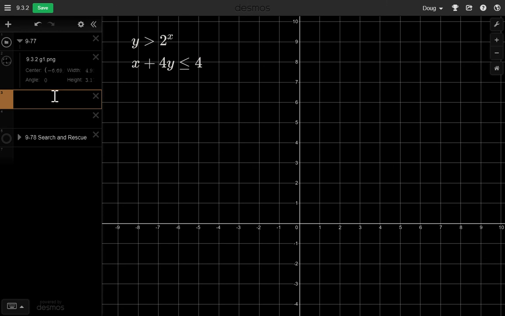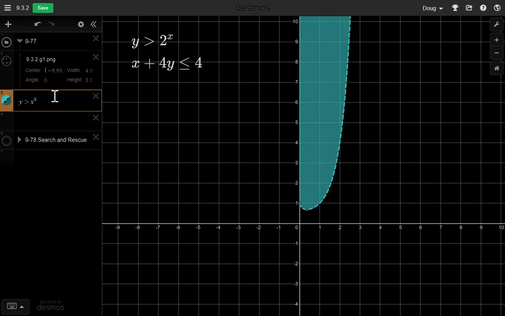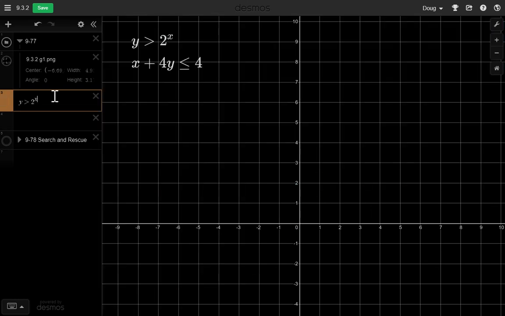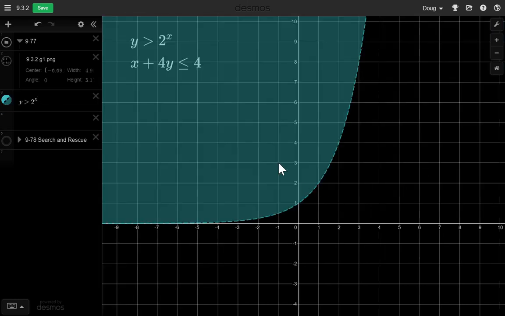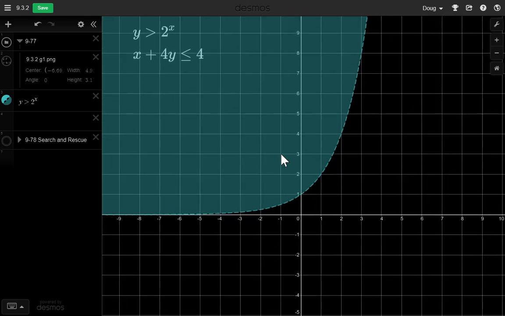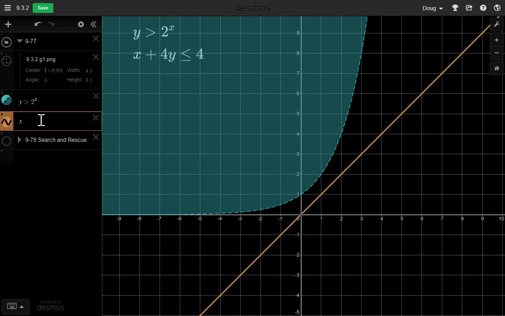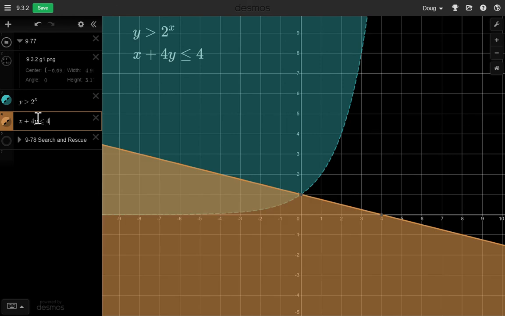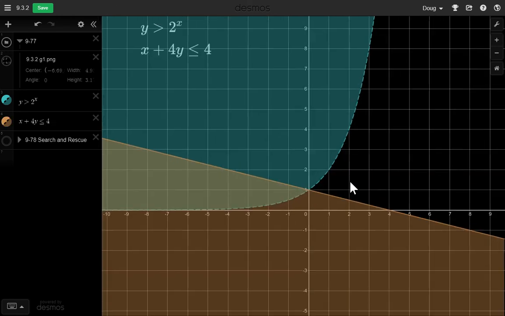All right, so that first boundary was y's are those things that are greater than 2 raised to the x power. And there we go. We can see the curve that we had. It's pretty similar to our graph that we did on paper and pencil. The other one, let's just graph this as is. So this was x plus 4y is less than or equal to the number 4. And that looks pretty similar. I think that is what we got.